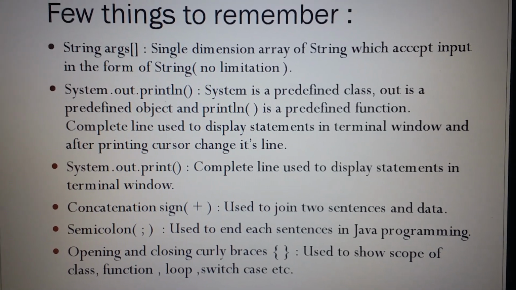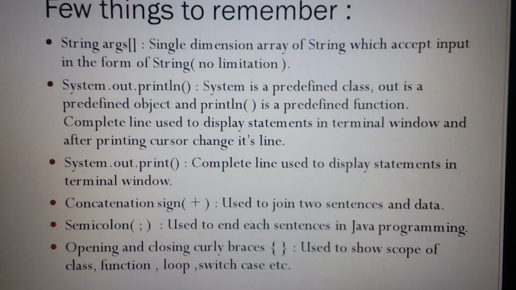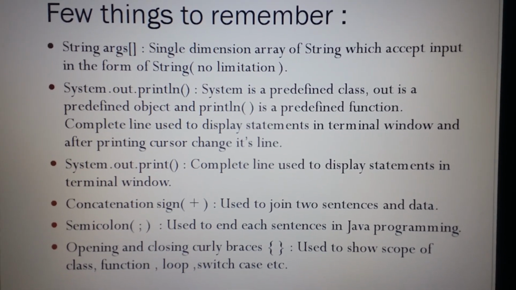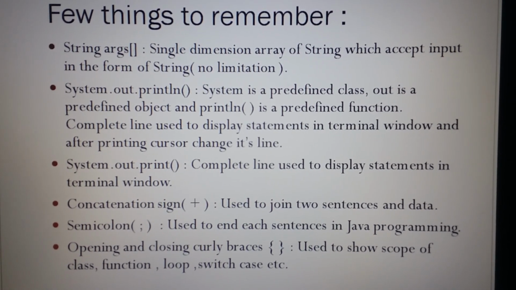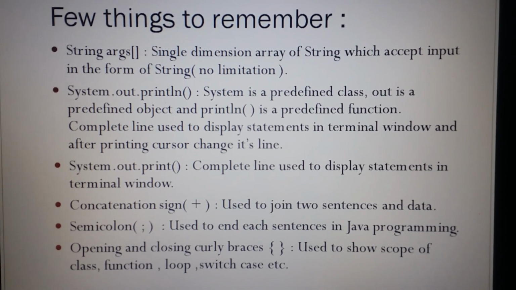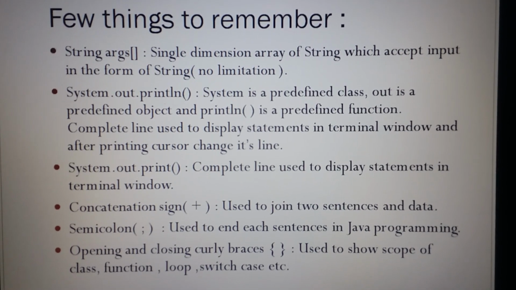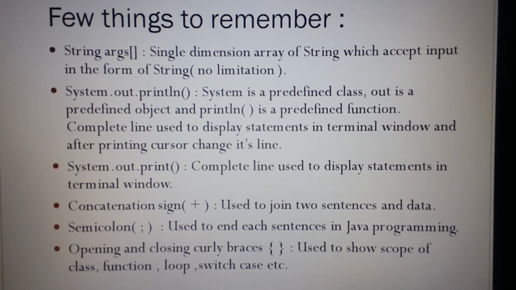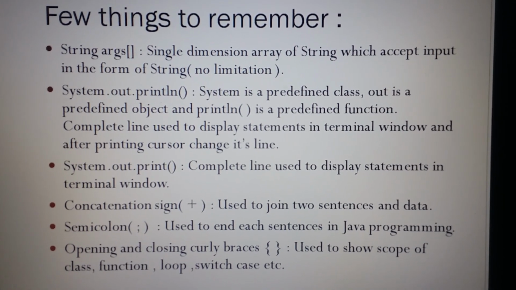args, I'd written. It is the name of the array. Square brackets show we are creating a single dimensional array, and String shows which type of array we are using. Actually, String is a class which has no limitation of spacing, how many characters to store, any character can be stored. That's why Java accepts input in the form of string only.